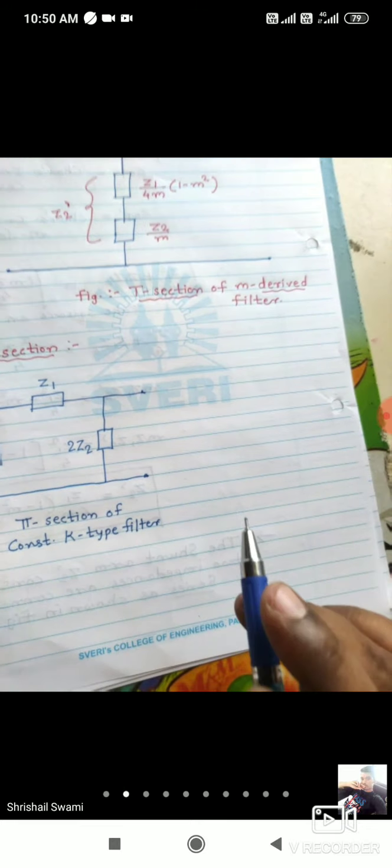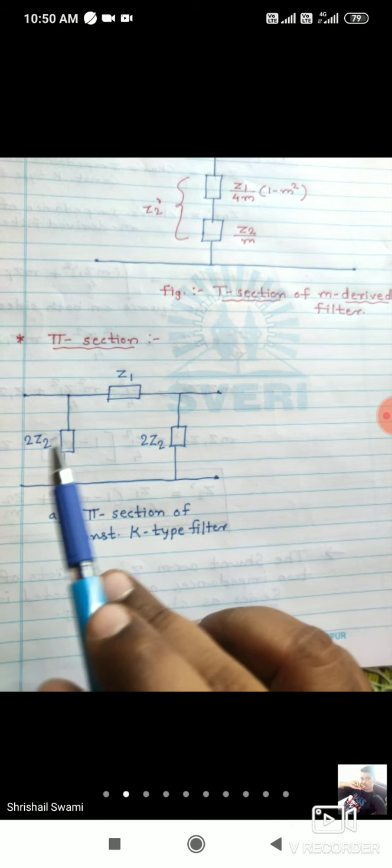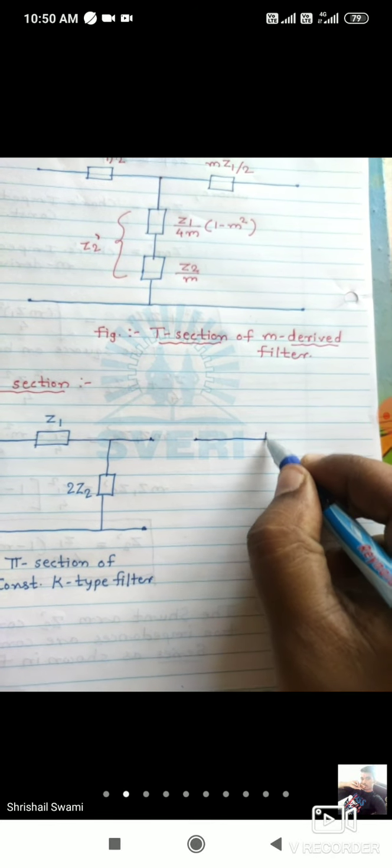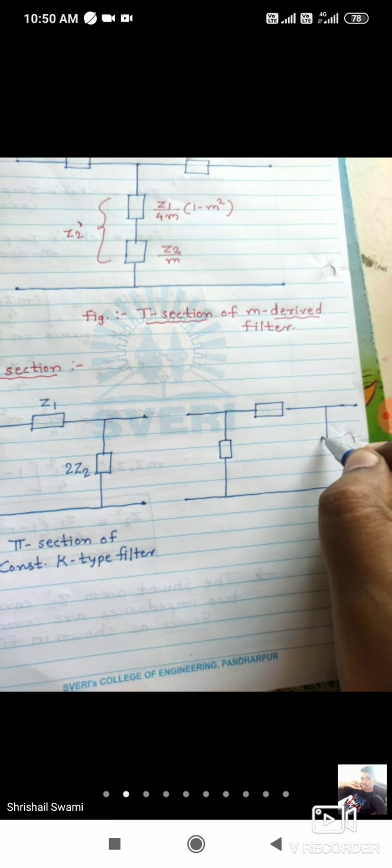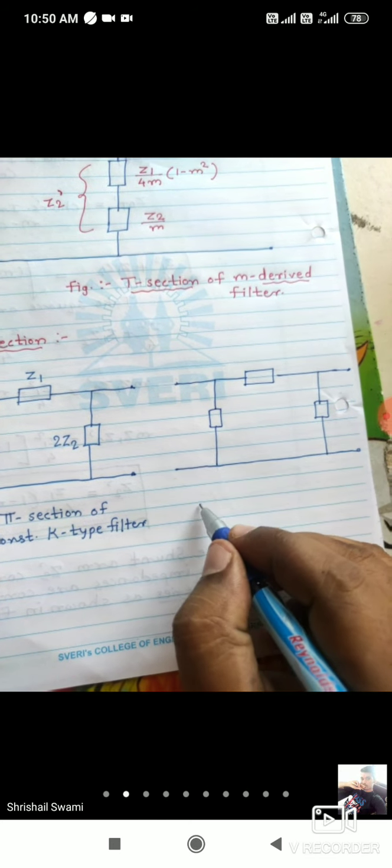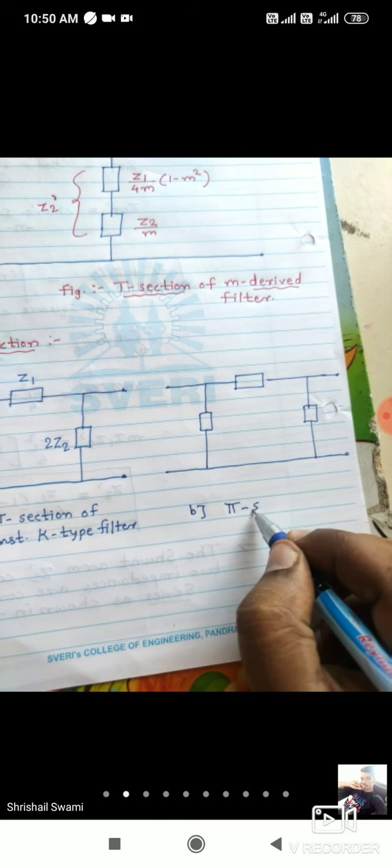So we are doing the modification. What will be the modification here? Here, as these two are connected in parallel, instead of multiplying by m, it will get divided. And z1 is replaced by z1 dash. So the diagram will be the same, only the values will be changed. So this is the B part, that is the pi section of M derived filter.